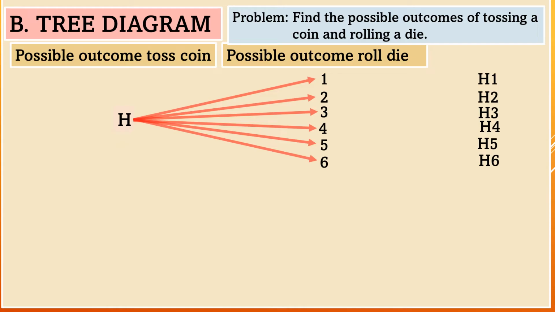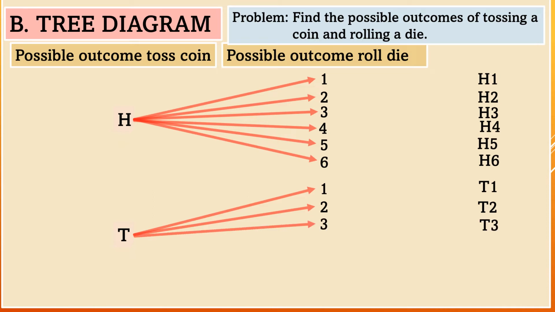Next try natin of tossing a coin, ang lumabas ay tail or T. Then, sa pag-roll natin sa die, again, ang lumabas is 1. So, record it. We have T1. Next try, tail. And then, sa die, we have 2. So, record it. We have T2. Next try, tail pa rin. Then, sa die ay 3.